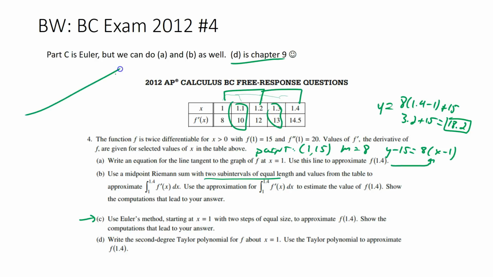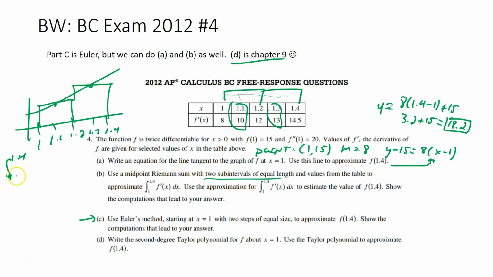So if you were to draw a picture of this, here's 1, here's 1.4, here's 1.2, here's 1.1, and 1.3. So this determines the height of my rectangle, and the rectangle goes from 1 to 1.2, and then this guy goes like that, right? Okay, so to do that, so we want to approximate that integral. So integral from 1 to 1.4.